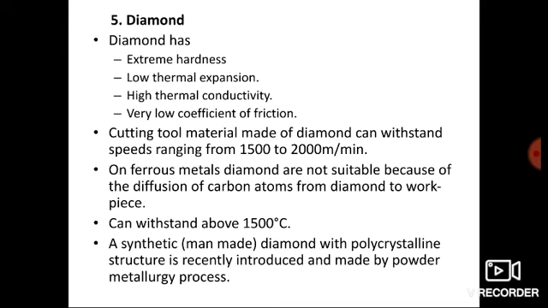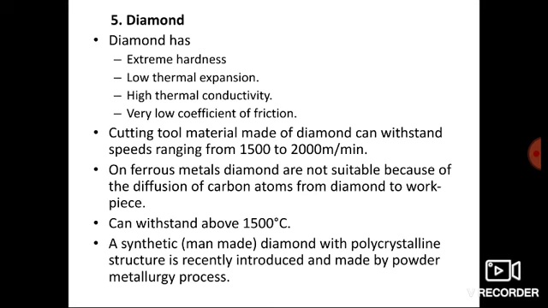And the last material is diamond. Even cutting tools are made of diamond, which is very costly. It has extreme hardness, low thermal expansion, high thermal conductivity and a very low coefficient of friction. These are very important properties of diamond.